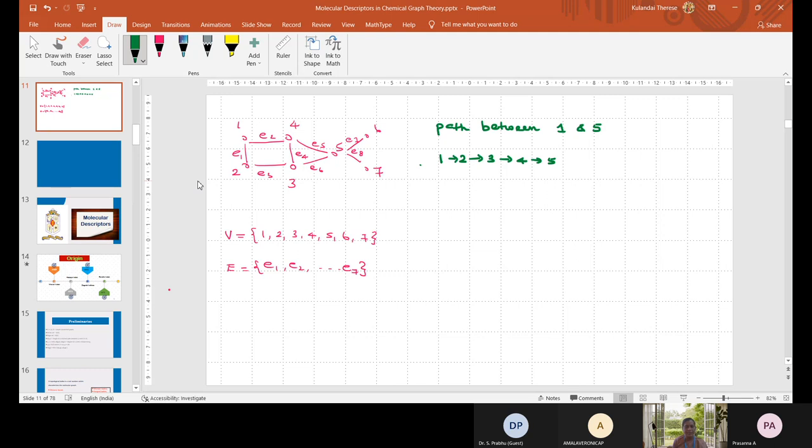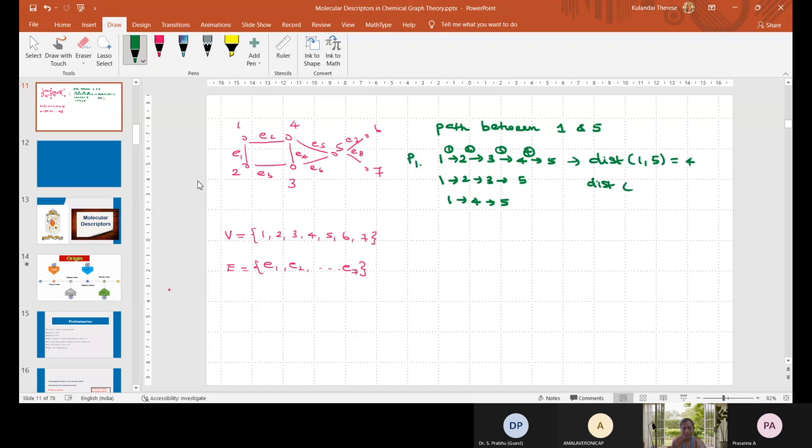This is one path. And another path, you can go this way also. How can you go? 1 to 2 and 2 to 3 and 3 to 5. This is one path. And again another path is there. This is 1 to 4 and 4 to 5. See, here the distance is nothing but how many distances do you have? 1, 2, 3 and 4. Therefore, here the distance between 1 and 5 is 4.